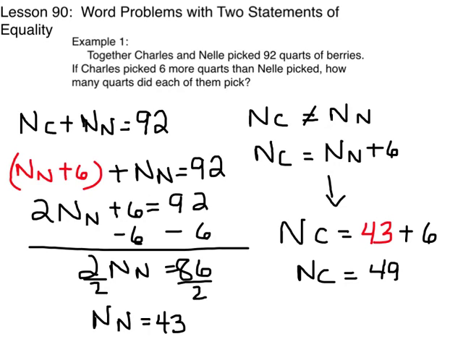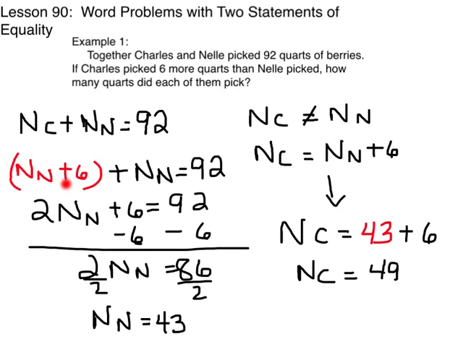First, we know that the number Charles picked plus the number that Nell picked together was 92. And we know that they did not pick the same amount. Their amounts were not equal. Charles picked more than Nell. So to make these equal, we have to add 6 to Nell's total to make it equal Charles's. So we have NC equals NN plus 6. And now we have something that we can substitute in for NC right here.